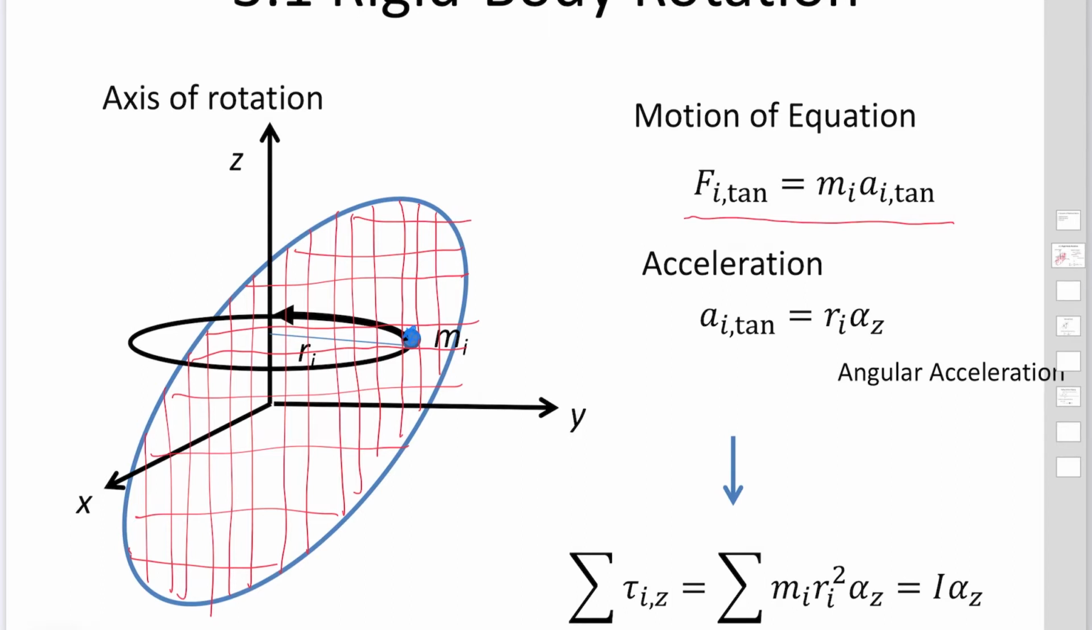The tangential component we'd like to consider because we are interested in the rotational motions. So this blue part is making the rotational motion around the z-axis with a radius of r sub i. So acceleration is expressed r sub i times alpha z.